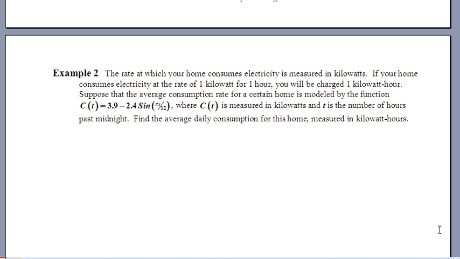Okay, that's the amount of electricity that you use. Suppose that the average consumption rate for a certain home is given by this function here. Some weird complicated thing, 3.9 minus 2.4 sine of pi t over 12. Where C is measured in kilowatts, and T is in hours, starting at midnight. C is going to be this consumption rate, and you have to find the total consumption for the home measured in kilowatt hours.